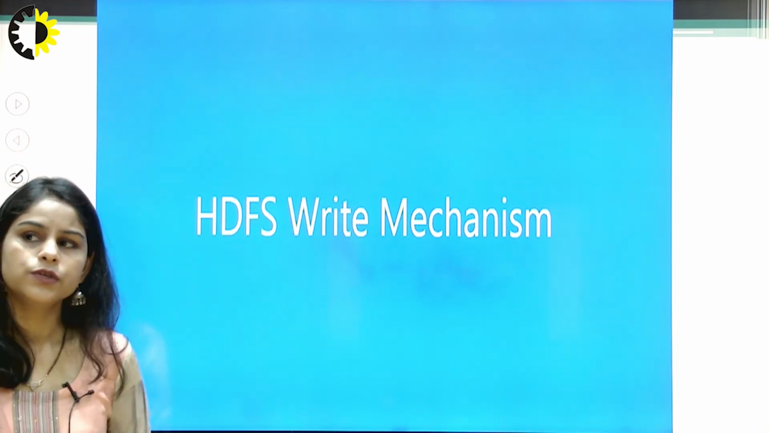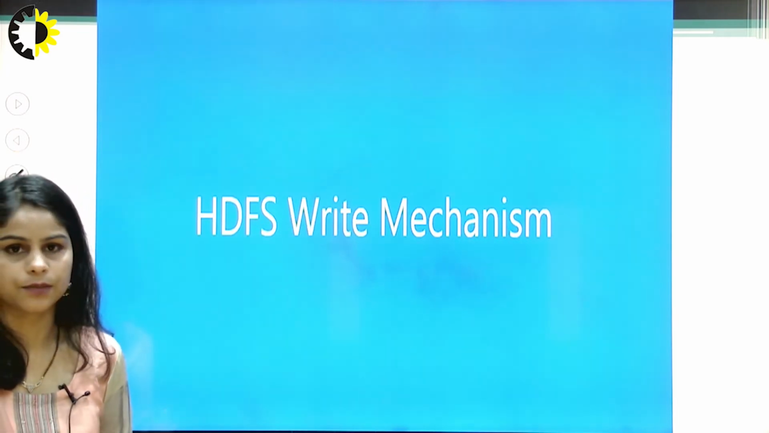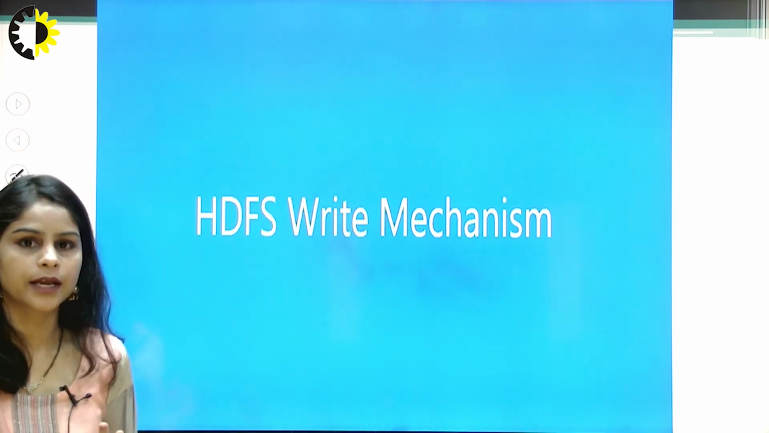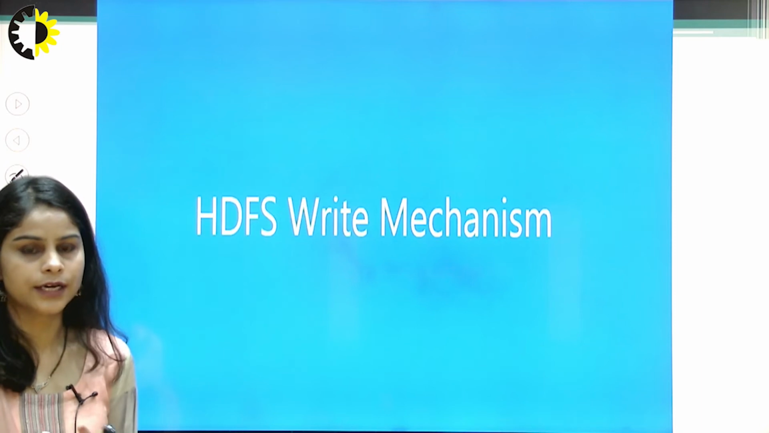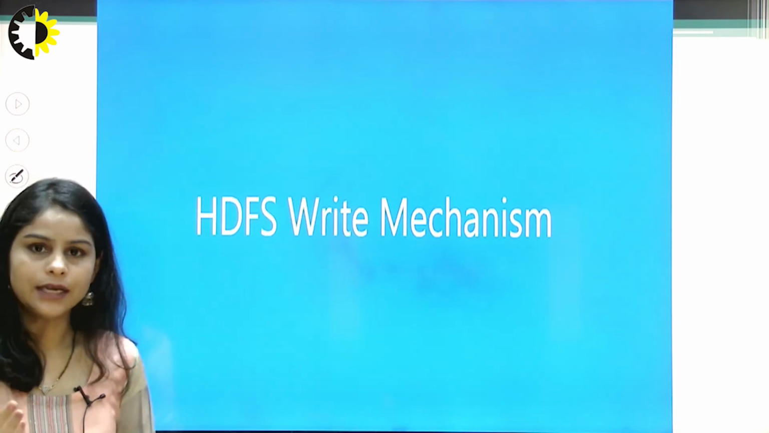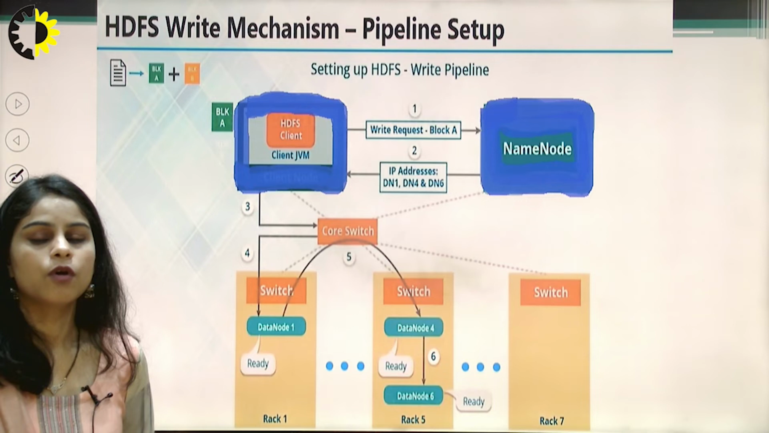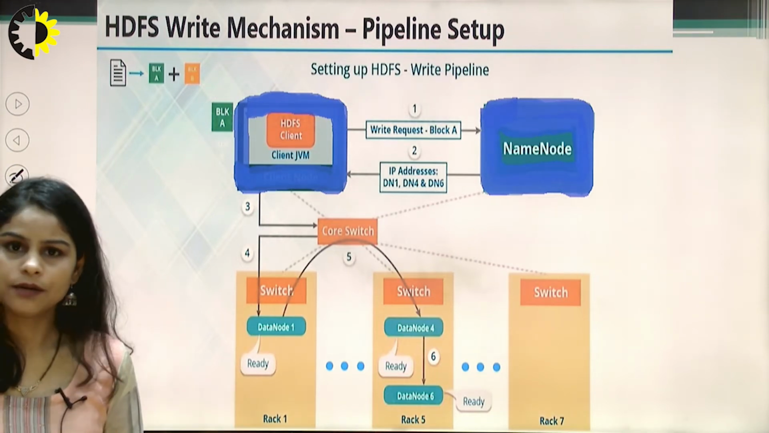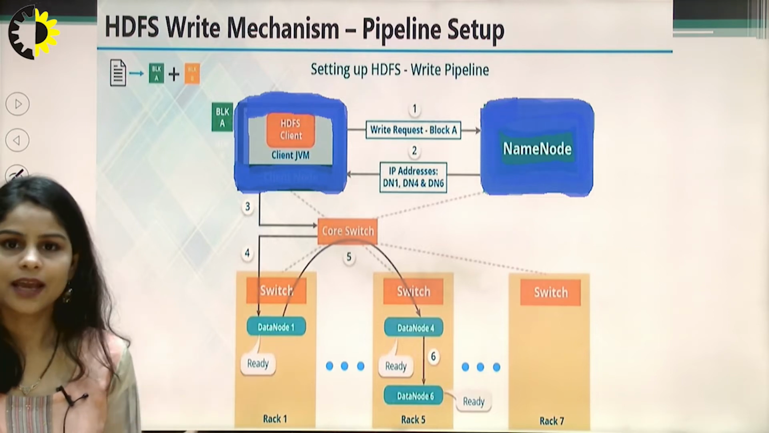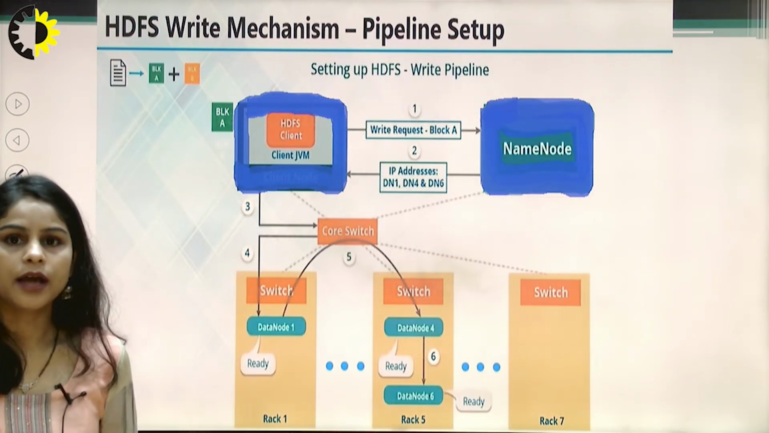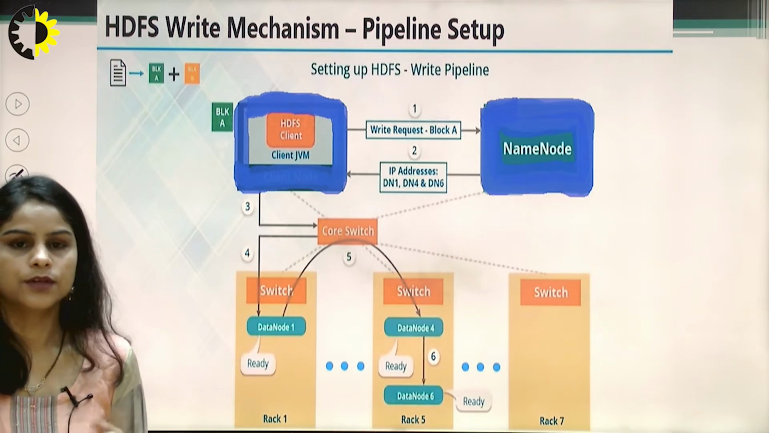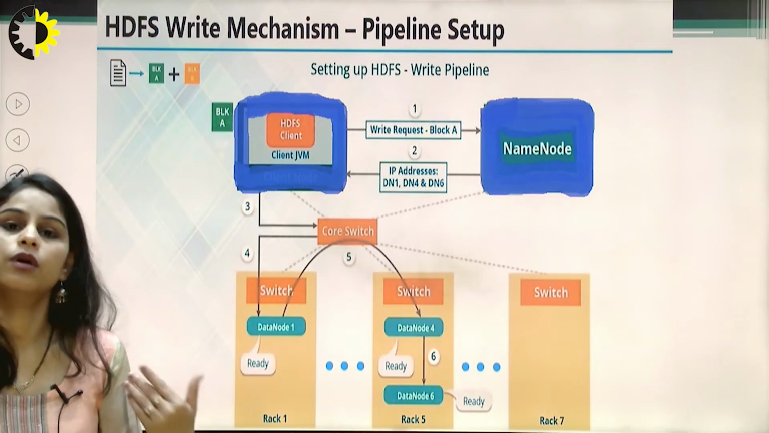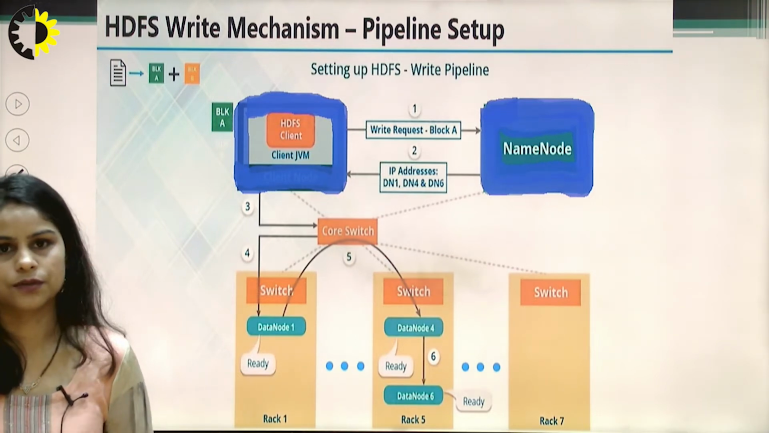Now moving on to the Hadoop distributed file system. Now understand this. Hadoop distributed file system allows the user or the client to write as well as read the data. While writing, we follow 3 steps. First is forming a pipeline, setting up a pipeline. Second, writing the data. And third, acknowledging the data. So, in these 3 steps, Hadoop distributed file system allows a client to write the data on data nodes.